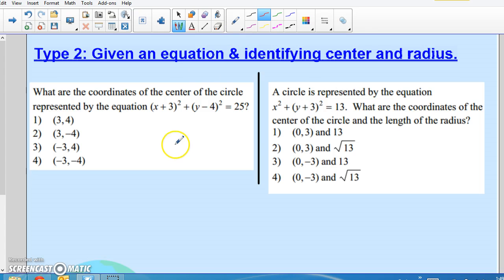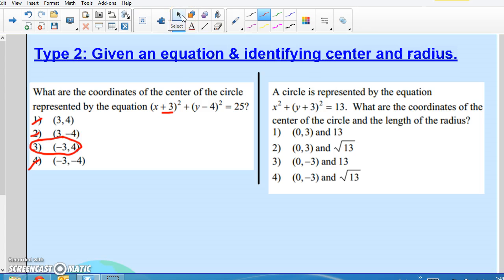So basically now we're going to work backwards. If this is a +3, we know we need a -3. So that's going to take out answer choices 1 and 2. If this is a negative 4, we know we need a positive 4. So choice 4 goes away, and 3 is our answer.